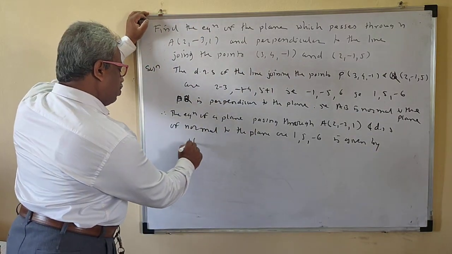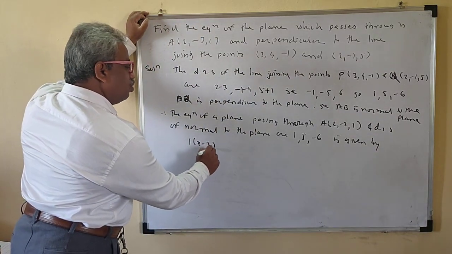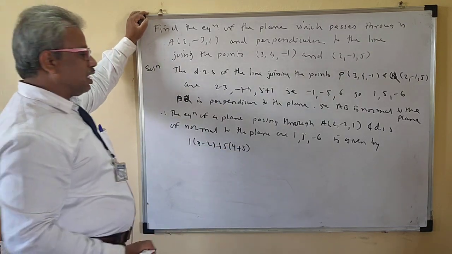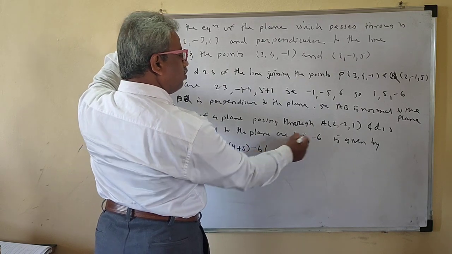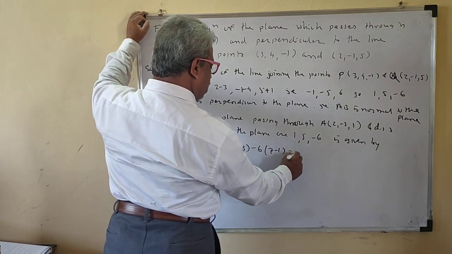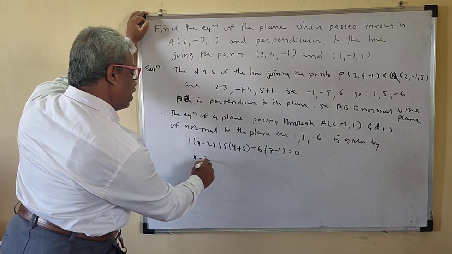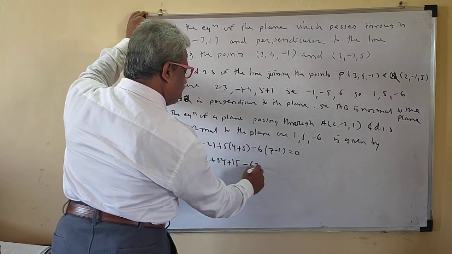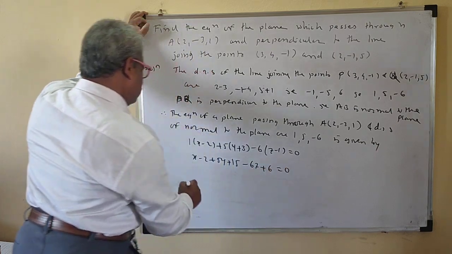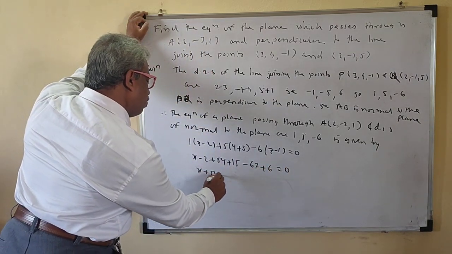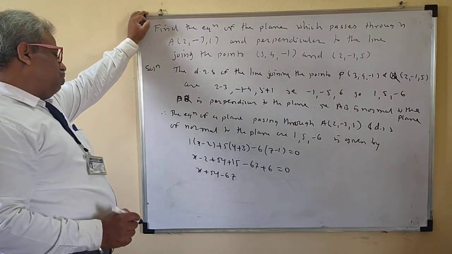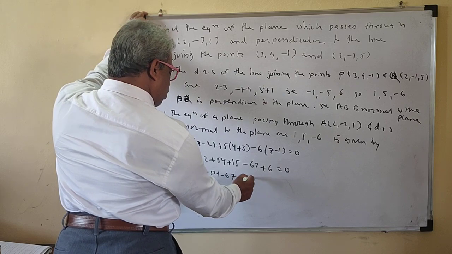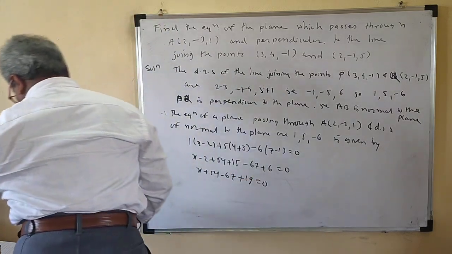So this is 1 into x minus 2, plus 5 into y plus 3, I have to change the sign, minus 6 into z minus 1, is equal to 0. So x minus 2 plus 5y plus 15 minus 6z plus 6 is equal to 0. So x plus 5y minus 6z, and your constant is 19, so plus 19 is equal to 0.